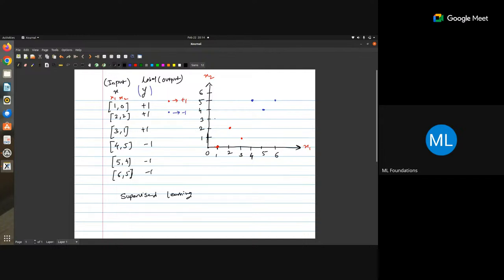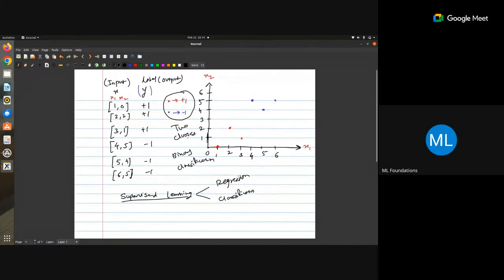When will it be considered unsupervised? When we just have the data points like this, only input data points x, but we do not have the label to it. If it is supervised, then is it a regression problem or a classification problem? This is classification, right? How many classes are here? Two classes. So this is a binary classification problem, and it's a supervised learning problem.